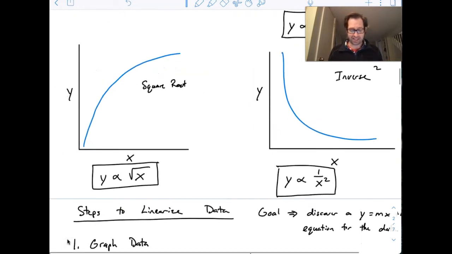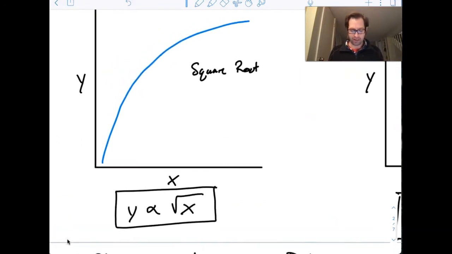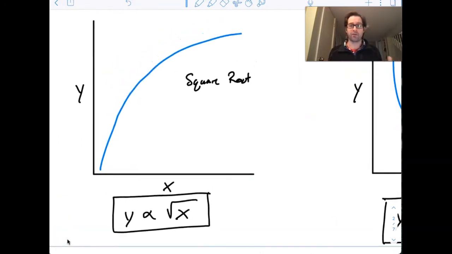And then the last thing is a square root relationship. If we talk about y being proportional to the square root of x, then as the x values increase, the y values do increase for a little bit, but then they taper off the rate that they're increasing. So they're still increasing, but they're not increasing as much.